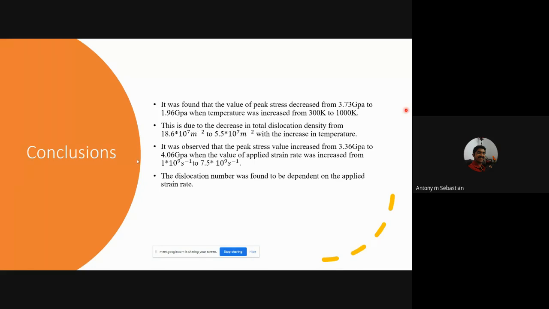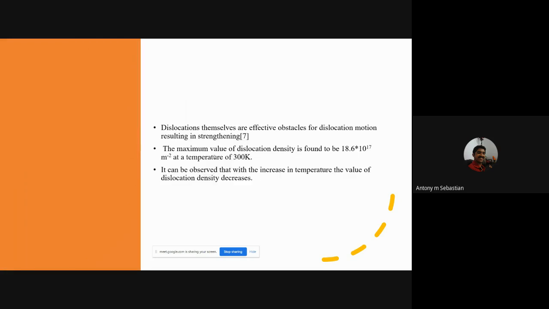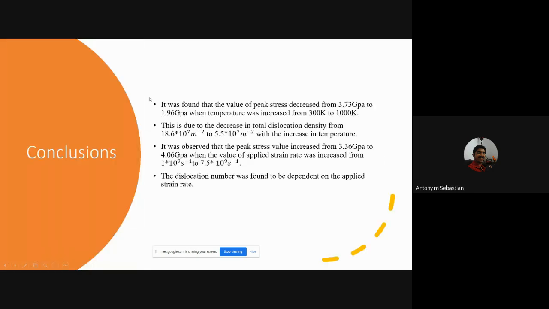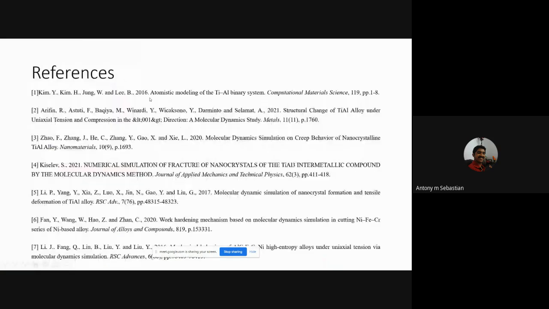And then the peak stress value increased from 3.36 gigapascal to 4.06 gigapascal with the increase in the value of the applied strain rate from 1 into 10 raised to 9 per second to 7.5 into 10 raised to 9 per second. And the dislocation number was found to be dependent on the applied strain rate, as I have shown here, that the dislocation number value varies according to the strain values, and I have also discussed the mechanism of deformation, and that's what we have found in this whole research that I have done. These are the references. Thank you.